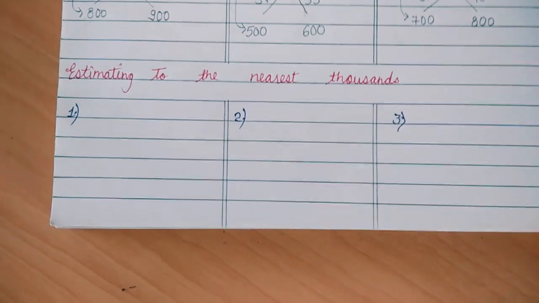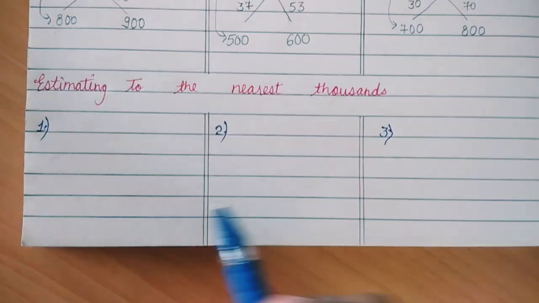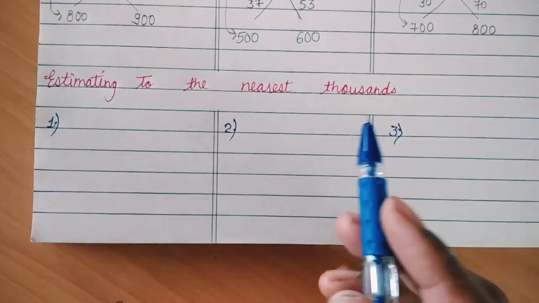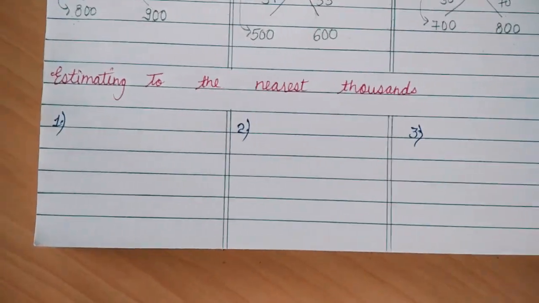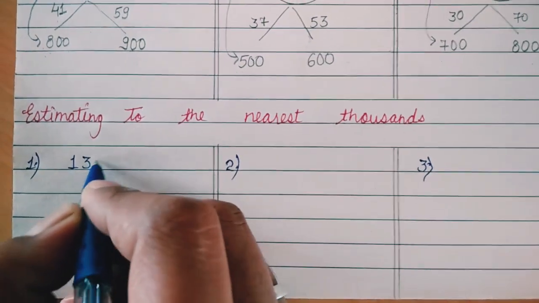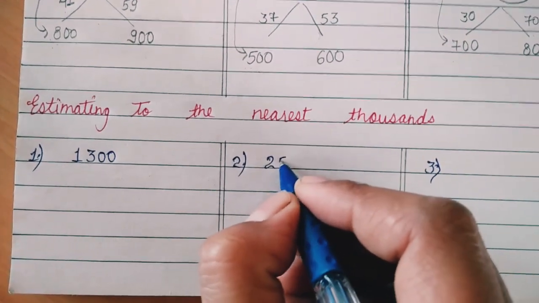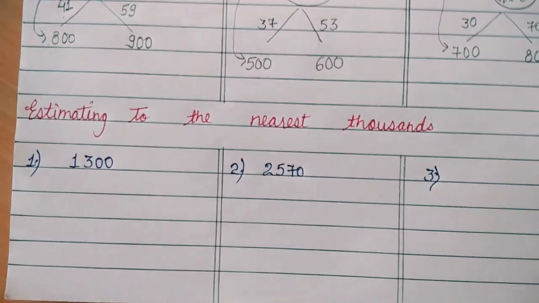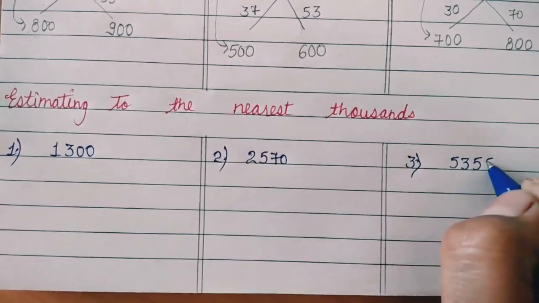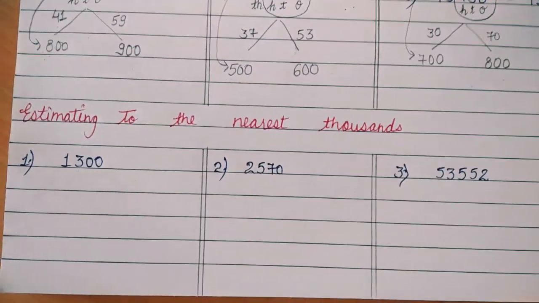Now the last one is estimating to the nearest 1000. In this we will see the estimation to the nearest 1000. 3 examples we will see. The first example is 1300, the second one is 2570, and the last is 53552. Okay, we have to estimate till the 1000 place.